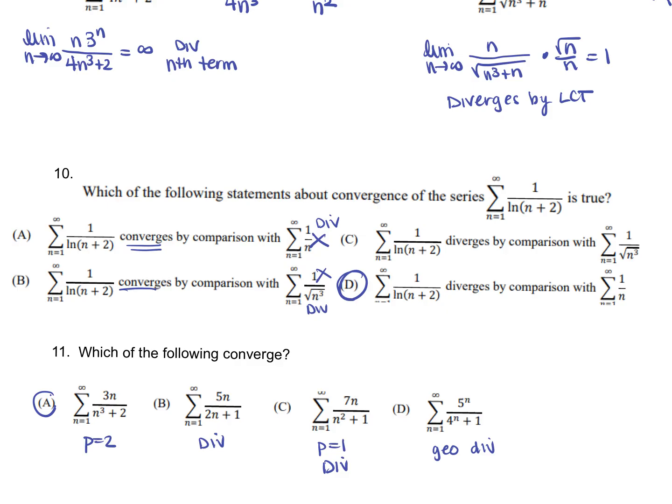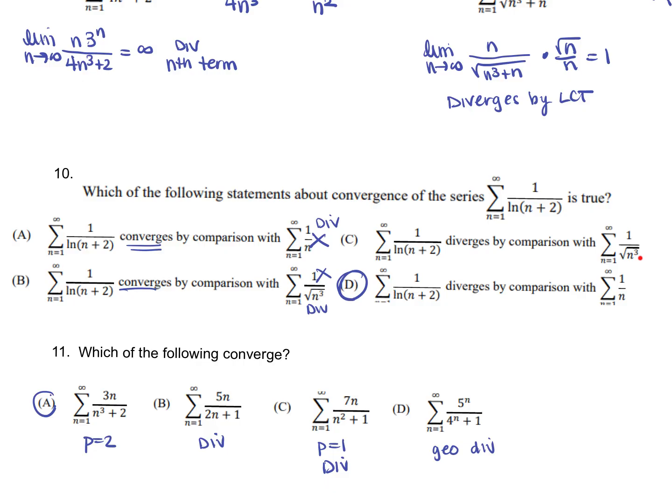So, multiple choice. Which of the following statements about convergence of this series is true? Okay, well, first thing I'm going to look at the choices. It says I'm going to compare it to 1 over n, and it says it converges. Well, 1 over n diverges, so immediately I know that's not right. Here, you're comparing it to 1 over n, and that diverges. Okay, so I can keep that one.